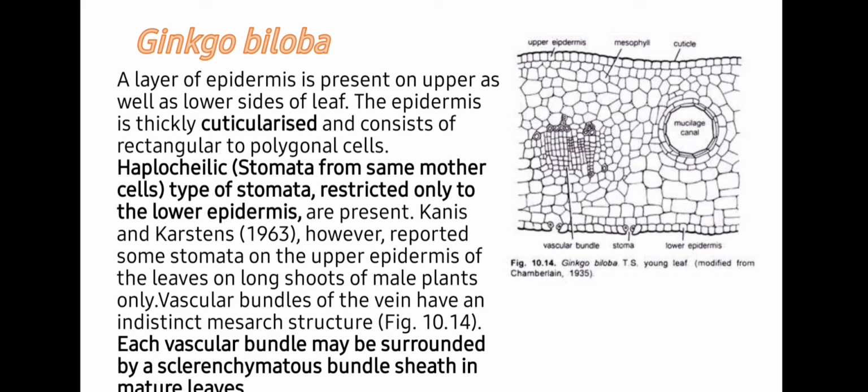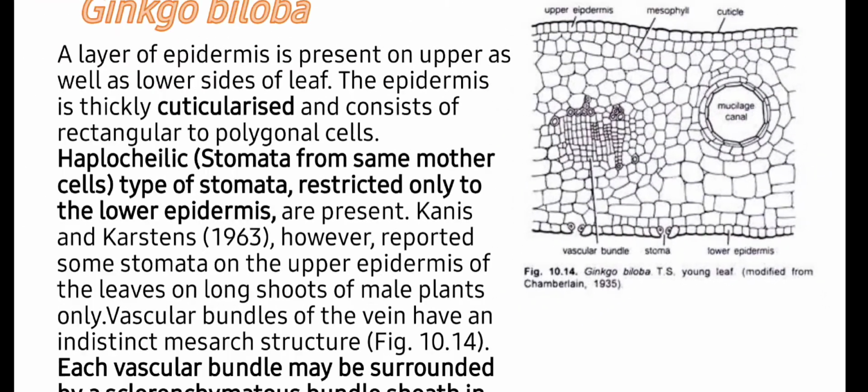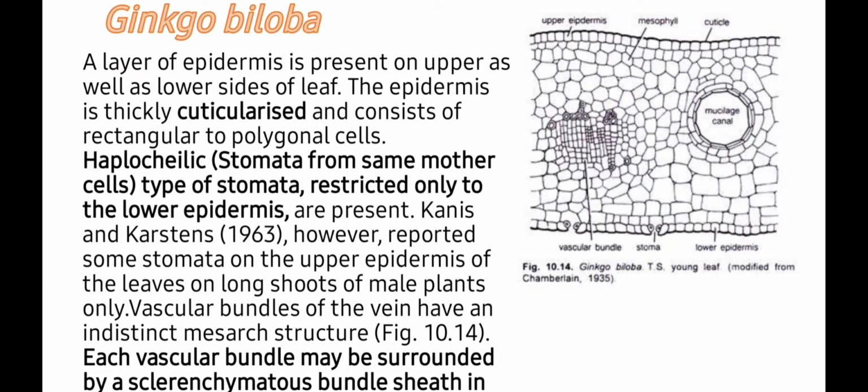As I explained to you earlier, it superficially resembles the monocot leaf because of the lack of differentiation in the mesophyll cell. You will see that stomata are restricted to the lower surface. However, some scientists reported stomata on the upper surface, but they are very few in number.